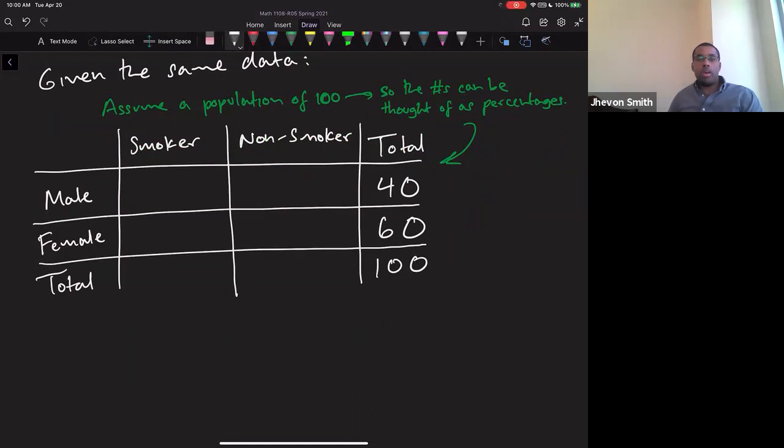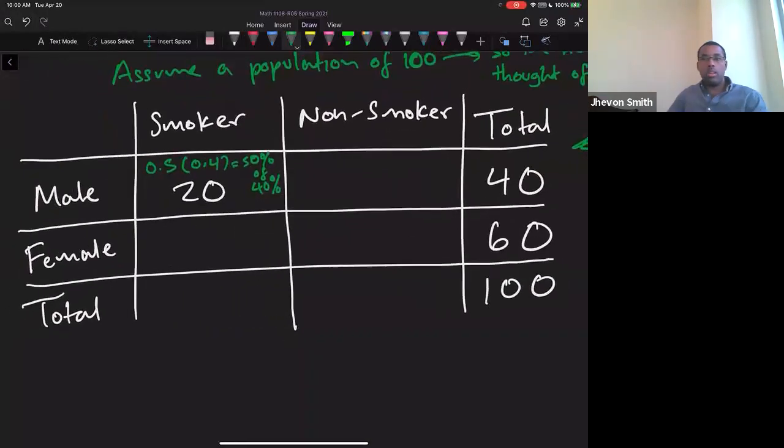So now what we can do is start to look at all the numbers that we know. So we know that if we're a male, there is a 50% chance that we're a smoker, which means that there are 20 male smokers in this population if there are 40 males in total, right? And this is just going to be the 0.5 times the 0.4, or the 50% of the 40%. Which means that there has to be 20 males left over here to add up to 40, right?